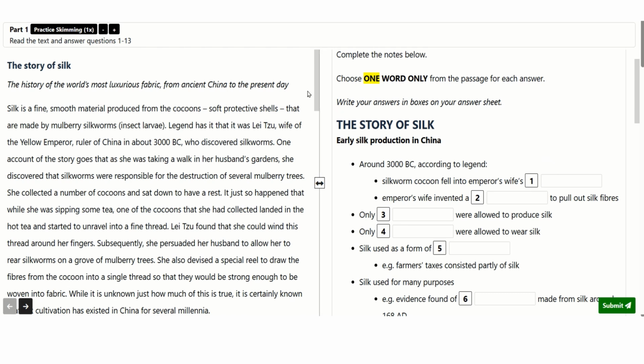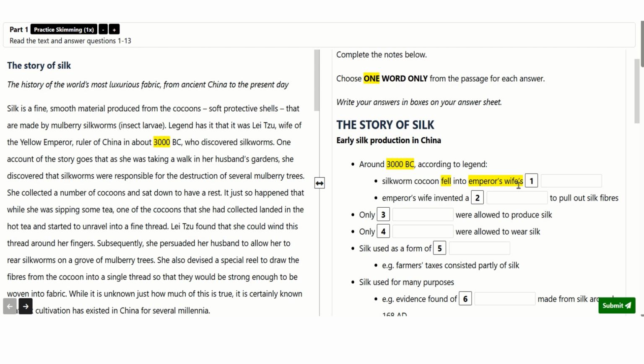Sometimes students don't find the correct location, that's why their answers are usually wrong. Other times students find location but they choose the wrong answer. First of all, if we see one word only, then around 3000 BC we can easily see there. Okay, well done. Then silkworm cocoon fell into emperor's wife's, like a wife of the emperor, then something fell into something.